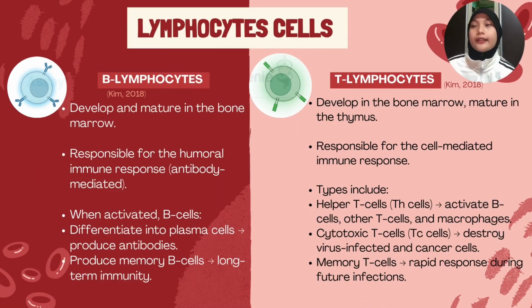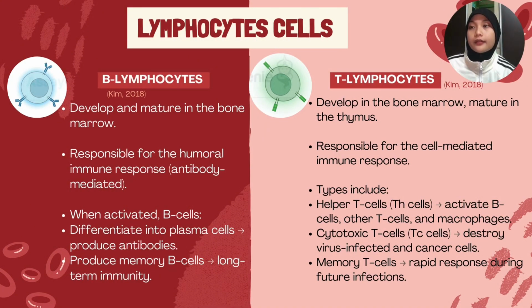Okay, so here we're back, and now I will explain about the lymphocyte cells. Basically, lymphocyte cells are divided into two, which are, as we know, B lymphocytes and T lymphocytes. Basically, we just call them B cell and T cell.